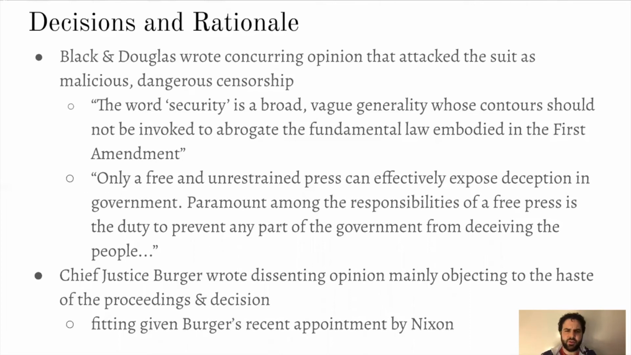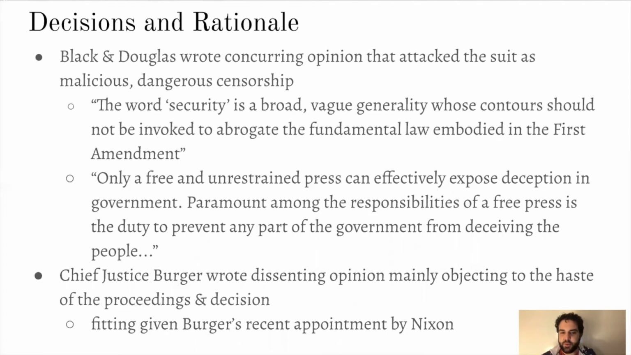Writing, "The word security is a broad, vague generality whose contours should not be invoked to abrogate the fundamental law embodied in the First Amendment." Furthermore, they went on, "Only a free and unrestrained press can effectively expose deception in government. Paramount among the responsibilities of a free press is the duty to prevent any part of the government from deceiving the people." I'm going to come back to this.